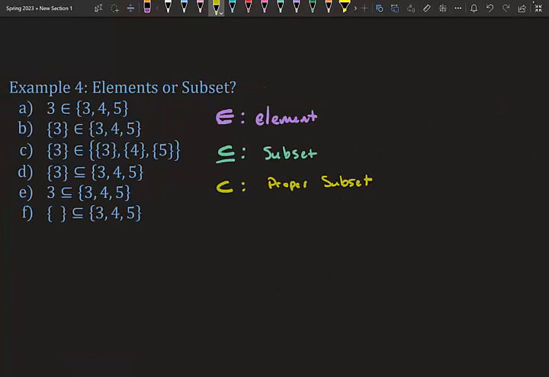All right, so the symbols we have: element, which looks like an E, so that stands for element. We have subset, which we just learned. And then it's not here, but we also have proper subset, which is just the subset symbol without the line underneath, or the C without the line underneath. All right, let's talk about part A. What is this saying? Well, it's saying 3 is an element of 3, 4, 5. That's true.